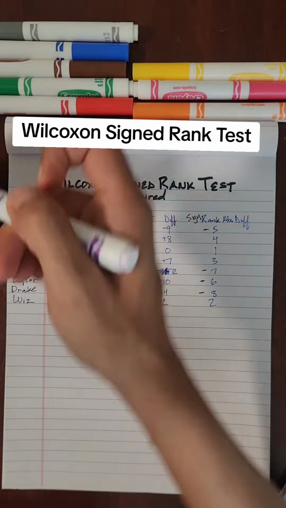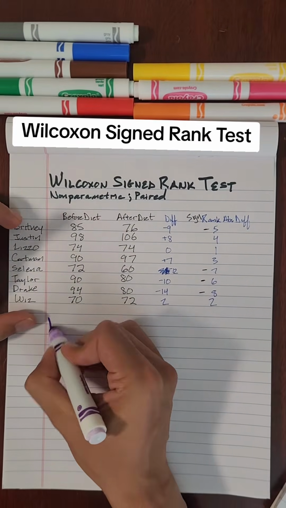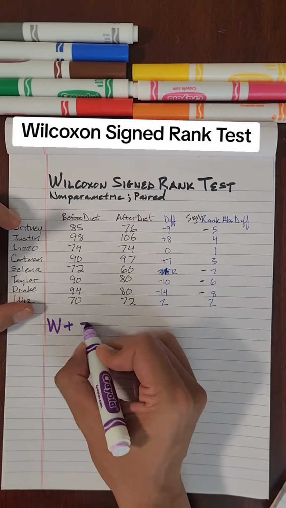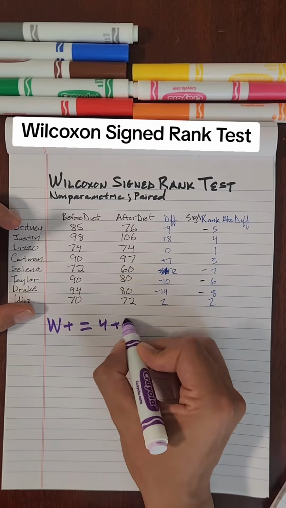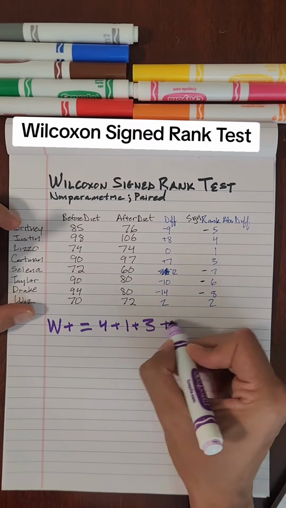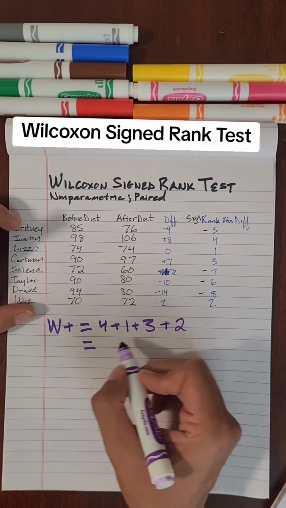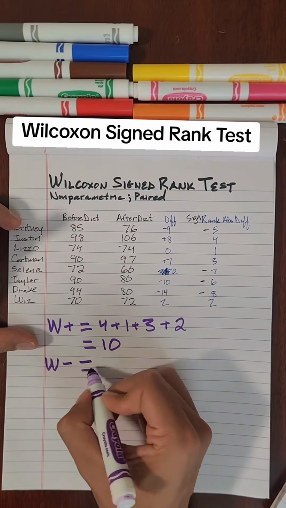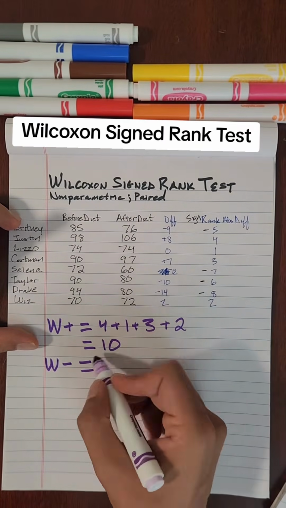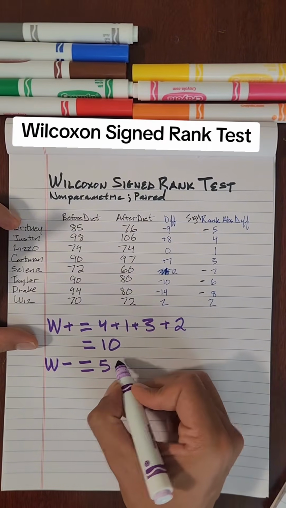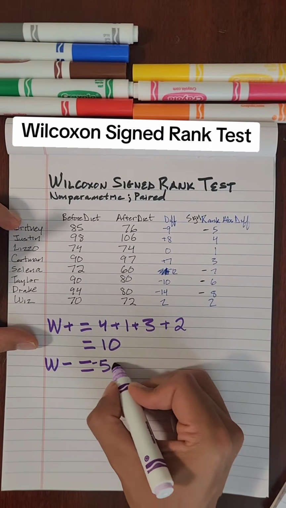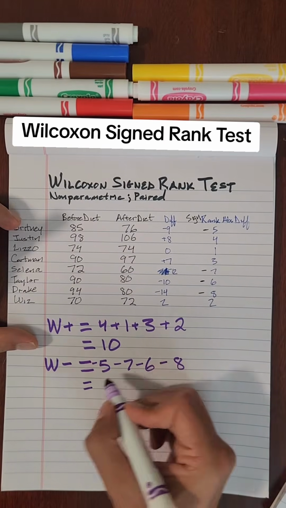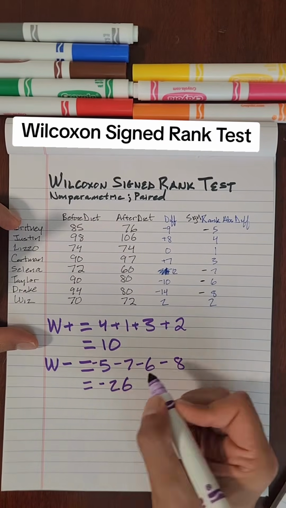So let's calculate our Wilcoxon statistics. So we're going to have our Wilcoxon positive statistic. And for our positive, it's going to be 4 plus 1 plus 3 plus 2, and that gets you 10. And then let's get our negative numbers. So our negative numbers are 5, we'll put negative 5, 7, 6, 8, and that gets us negative 26.